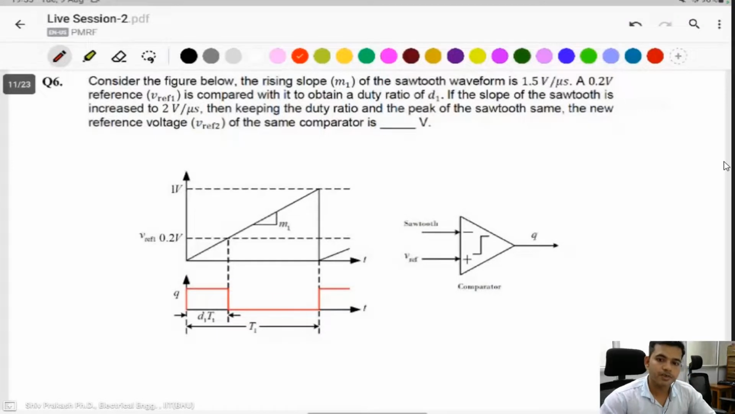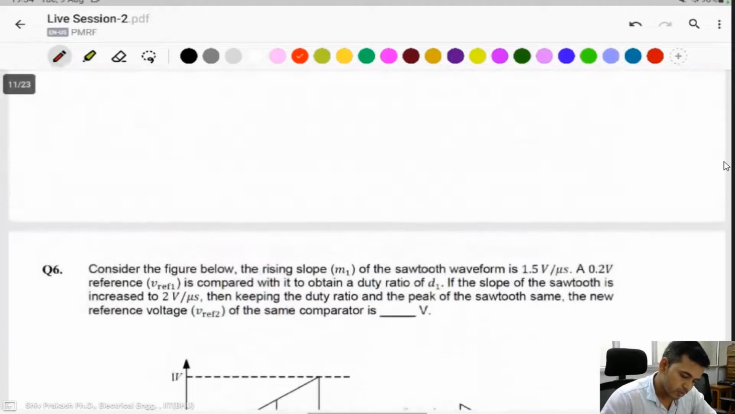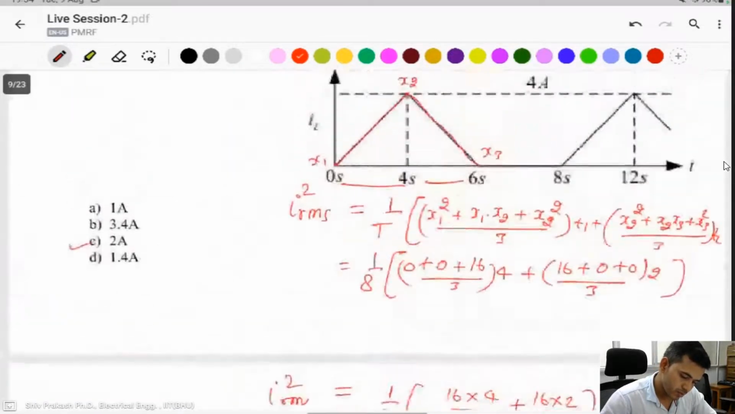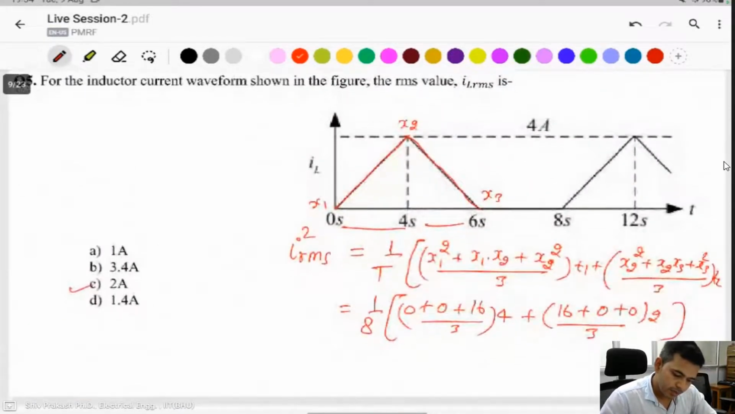Question number 6. Consider the following figure. Explain once and step in question number 5. I take the right formula for that. Sir has also explained this formula in this video, but you can also apply the same if you know at least the second and third step.